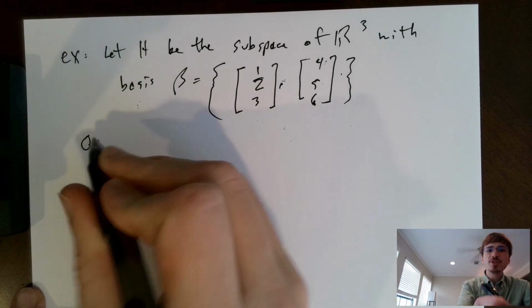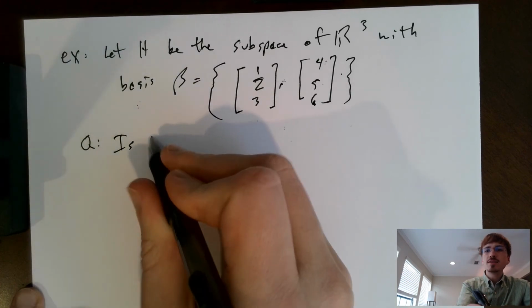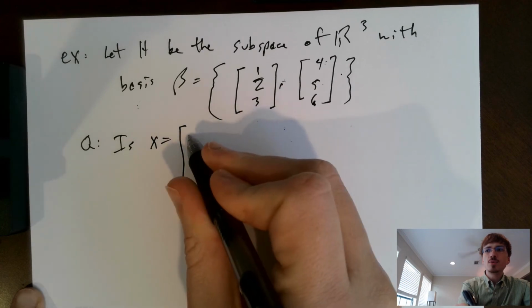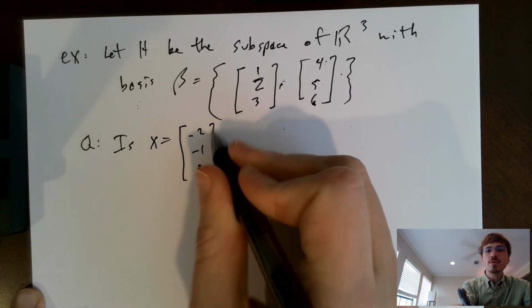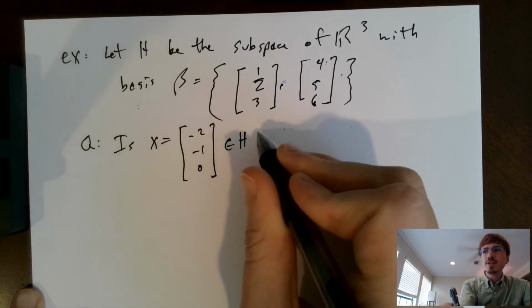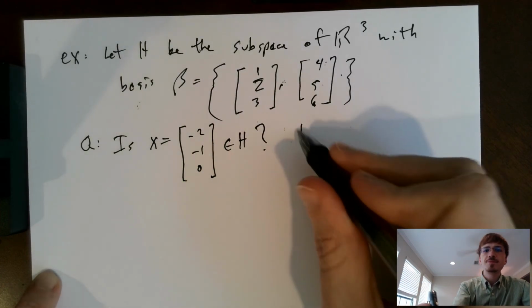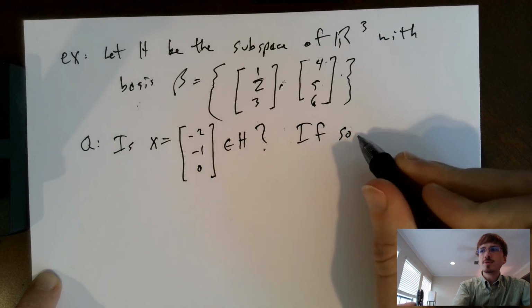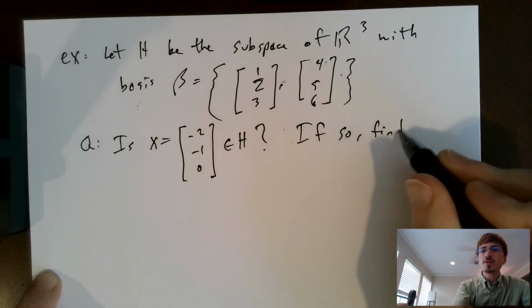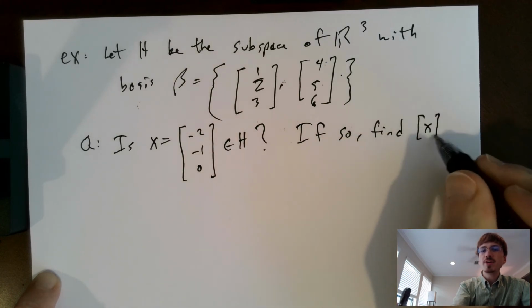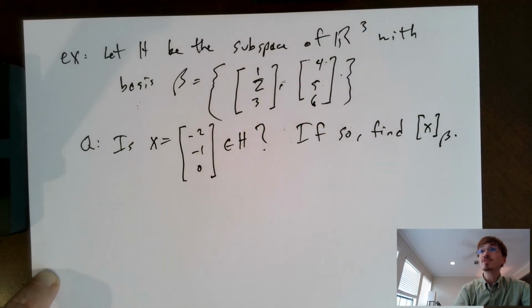So my first question is: is the vector x equal to -2, -1, 0 in the subspace H? Is this vector in the subspace? If it is in the subspace, find its coordinate with respect to the basis beta. Pause the video, see if you can figure this out.